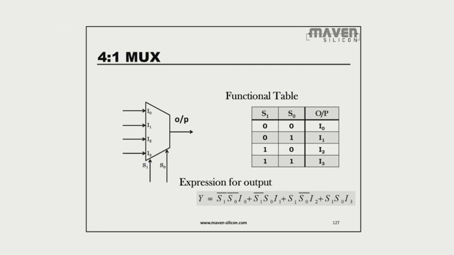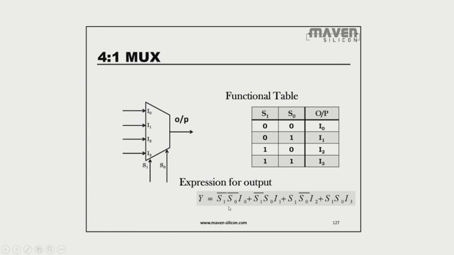In this, the number of inputs is 4. The relation between the number of inputs and selection lines is: if n is the number of selection lines, then the number of inputs is equal to 2 to the power n. So for a 4:1 multiplexer, there are 4 input lines and 2 select lines, and depending upon these 2 select lines, one of the inputs will be routed to the output. Here we have also written what is called Shannon's expression for the 4:1 multiplexer.